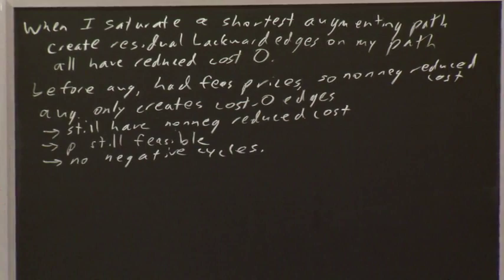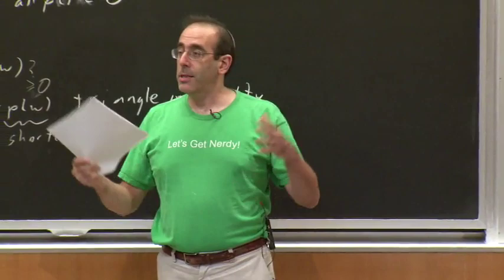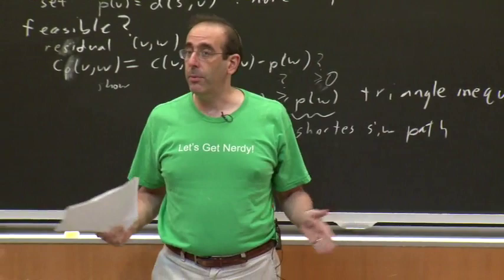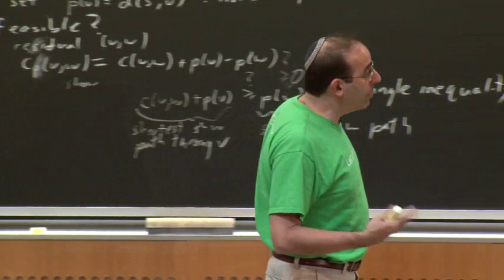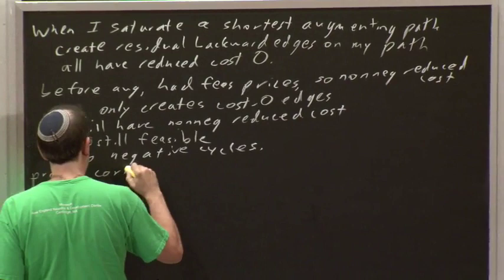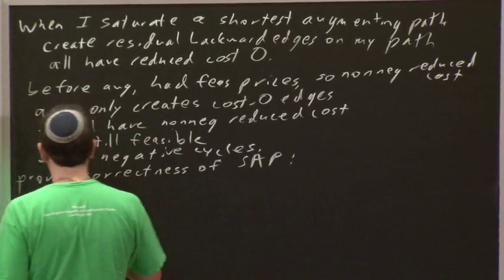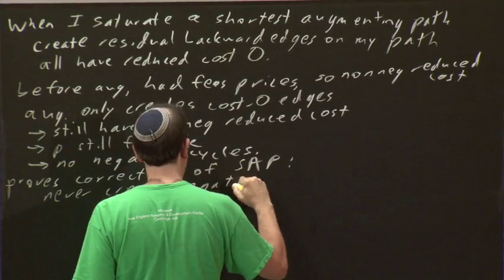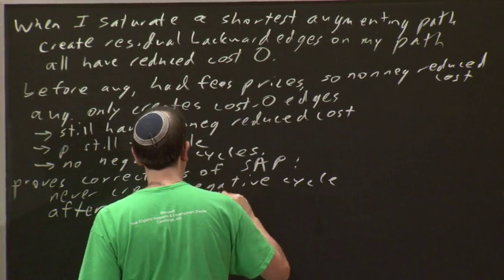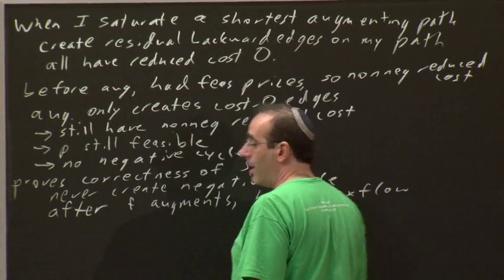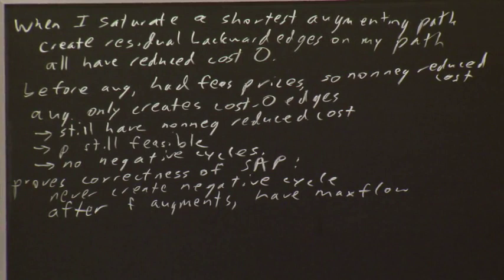So in summary, we've demonstrated that when you do a shortest augmenting path, it does not create negative cycles in a graph that had no negative cycles to begin with. So this actually proves the correctness of shortest augmenting paths. You never create a negative cycle. And after f augmentations, where f is the value of the max flow, you have a max flow. But since you never created any negative cycles, it's a min cost max flow. So we've proven that shortest augmenting paths is correct.